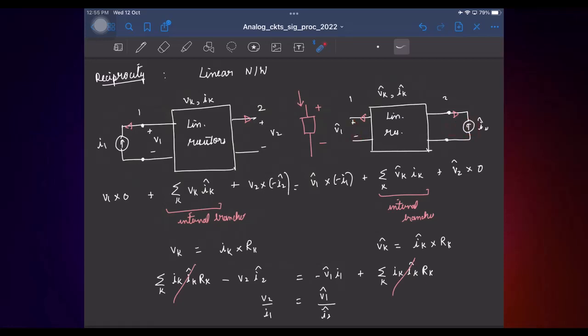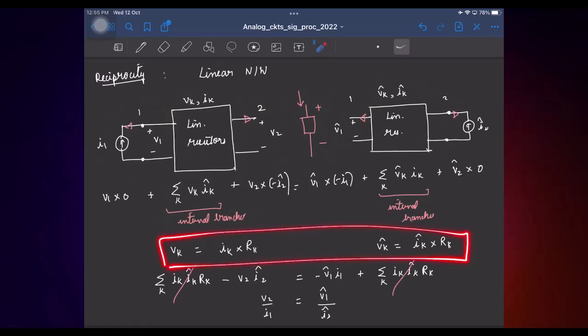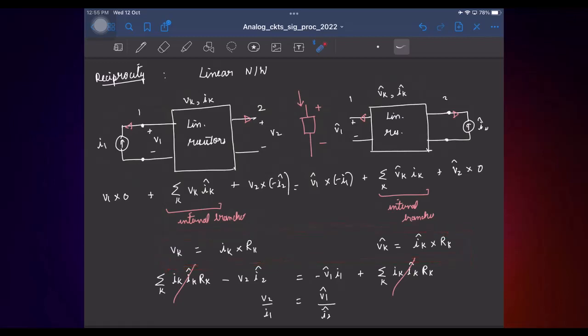Is that fine? And please remember, the only thing that lets us do it, what does it, I mean, can I do it for any network, or what is the assumption we have made here? What lets us do it? Yeah, the important thing is, we should be able to write it like this. Any branch voltage, I should be able to write it in terms of the branch current times something. As long as I can do this for all the branches in the network, this is valid.